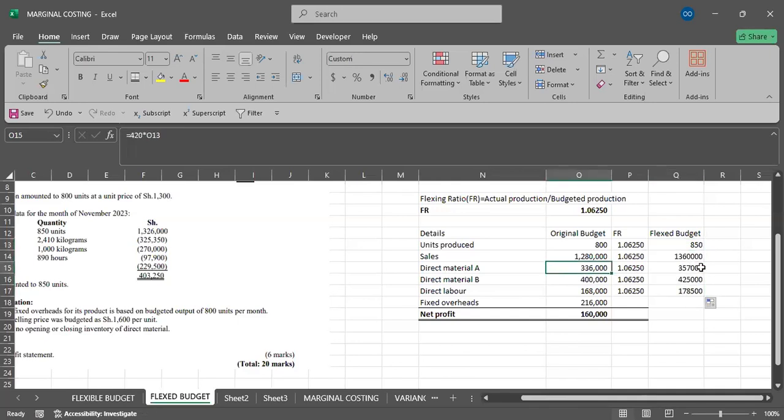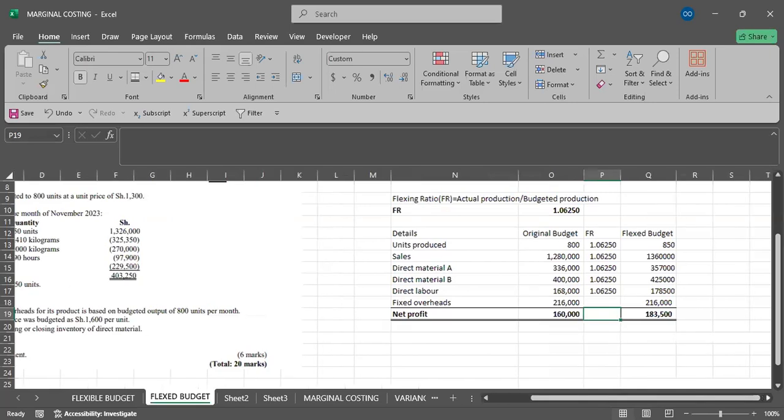So I'll take this and multiply by the flexing ratio, this by the flexing ratio. But when I get to the fixed production overheads, it does not depend on the units of output. So I just transfer that figure without the flexing ratio. And if I want to retain the formula, I do it all the way to that part. It will give me the net profit as per the flexed budget.